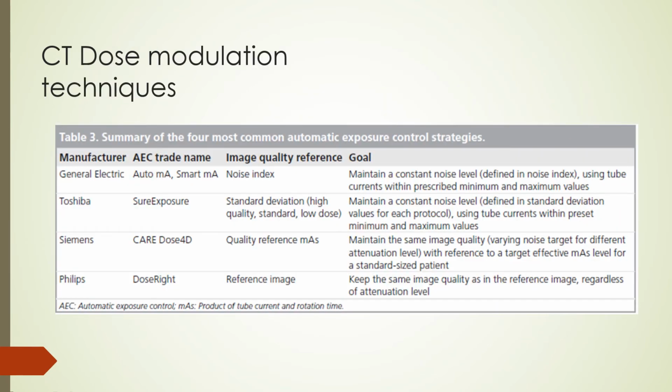Here is a table of current automatic exposure compensation schemes used by various manufacturers. GE uses Auto mA and Smart mA to control the dose to patients based on the noise level selected. Smart mA and Auto mA together give the best dose savings. Siemens uses the Care Dose 4D based on the quality reference mAs. The quality reference mAs is designed to give an optimal noise level in the image, much like a noise index.